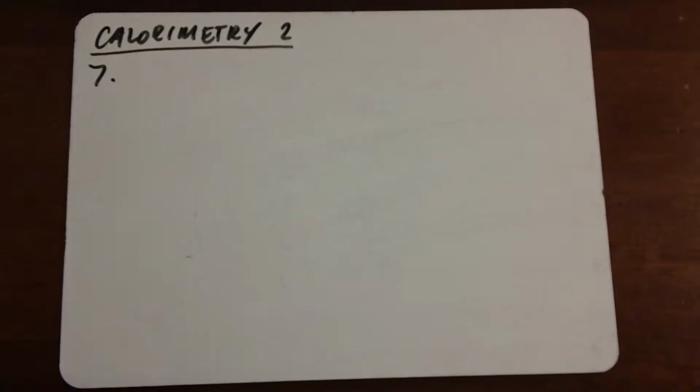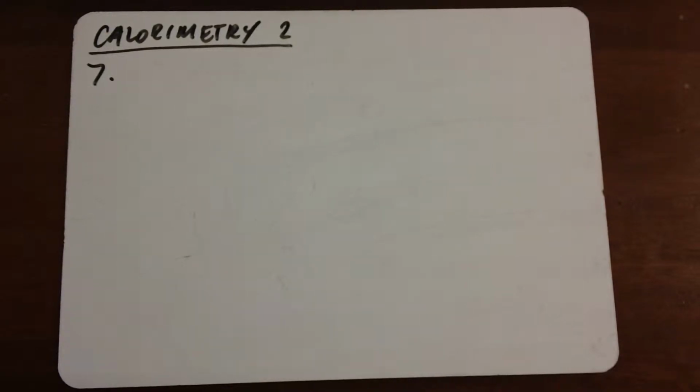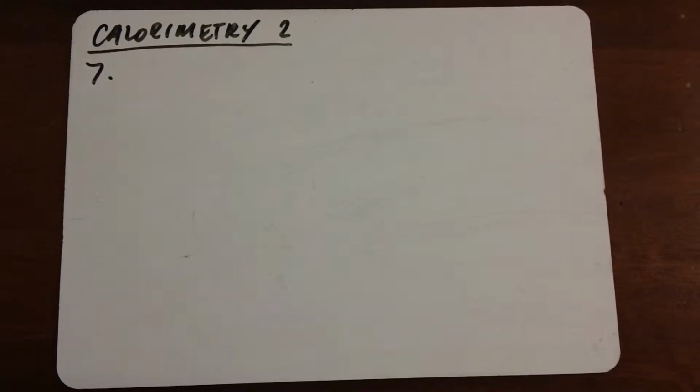Question 7. 25 ml of 1M copper sulfate solution was put into a calorimeter and 6 grams of zinc powder was added. The temperature of the solution rose by 50.6 degrees C. Work out which reagent was in excess and then calculate the enthalpy change for the reaction, obviously using the limiting reagent. Assume that the density is 1 gram per centimetre cubed and the specific heat capacity is 4.18. Ignore the heat capacity of the metals.